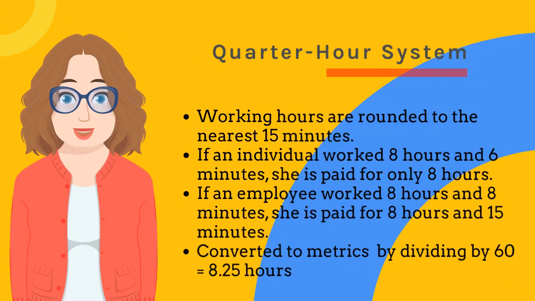Let's talk first about the quarter hour system. Employers who use this system round the hours worked to the nearest 15 minutes. For instance, if the employee worked 8 hours and 6 minutes, she is paid for only 8 hours. On the other hand, if the employee stayed 2 minutes longer and worked 8 hours and 8 minutes, she would be paid for 8 hours and 15 minutes. The payroll accountant then converts the fractional hours to decimals by dividing by 60. 15 minutes divided by 60 equals 0.25.